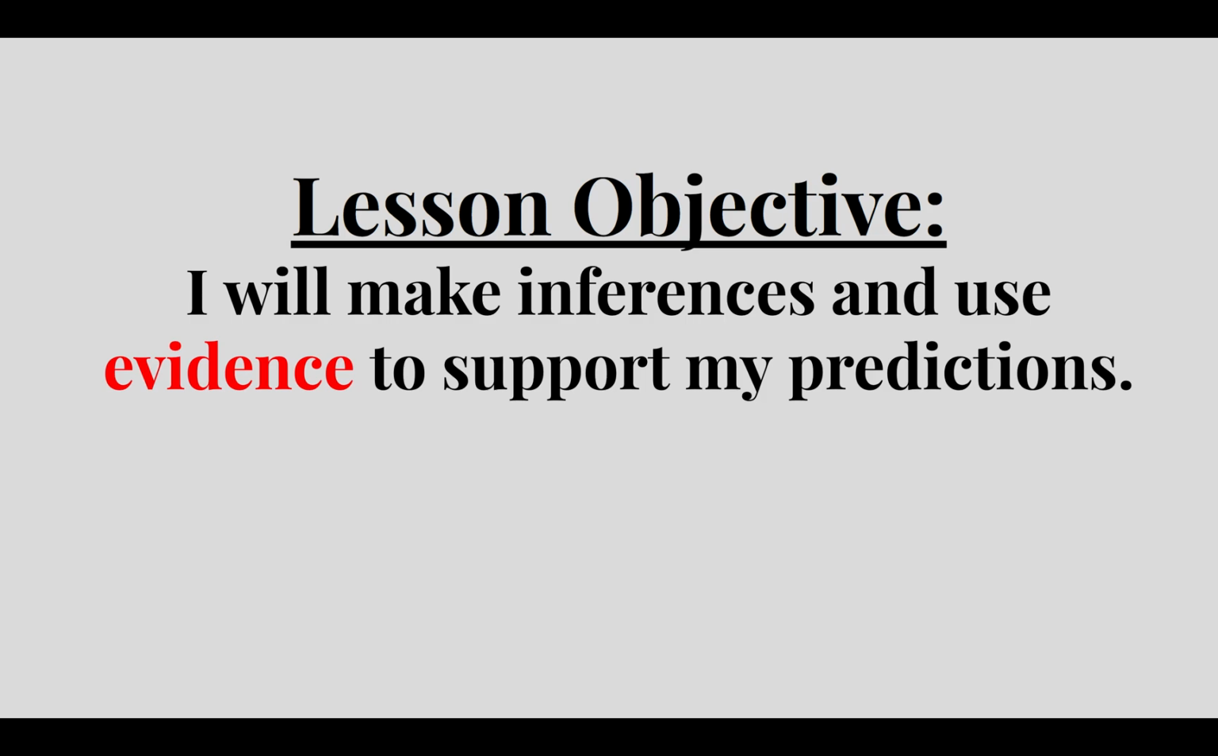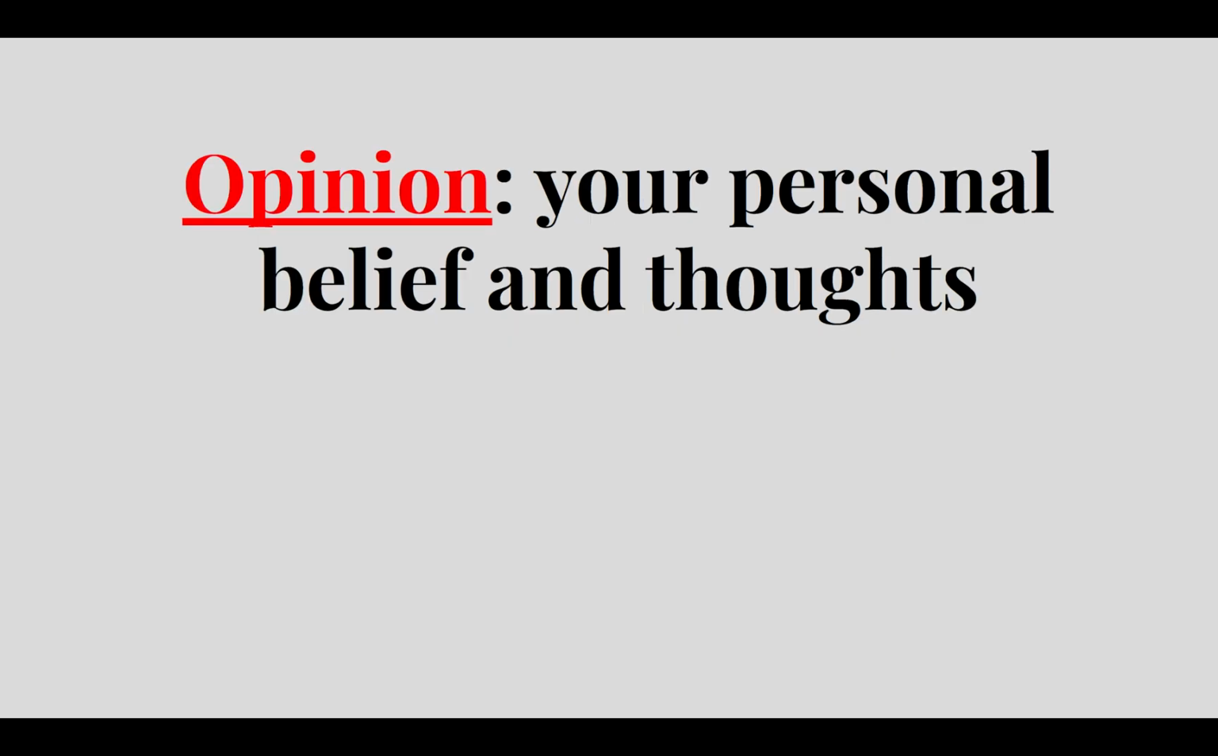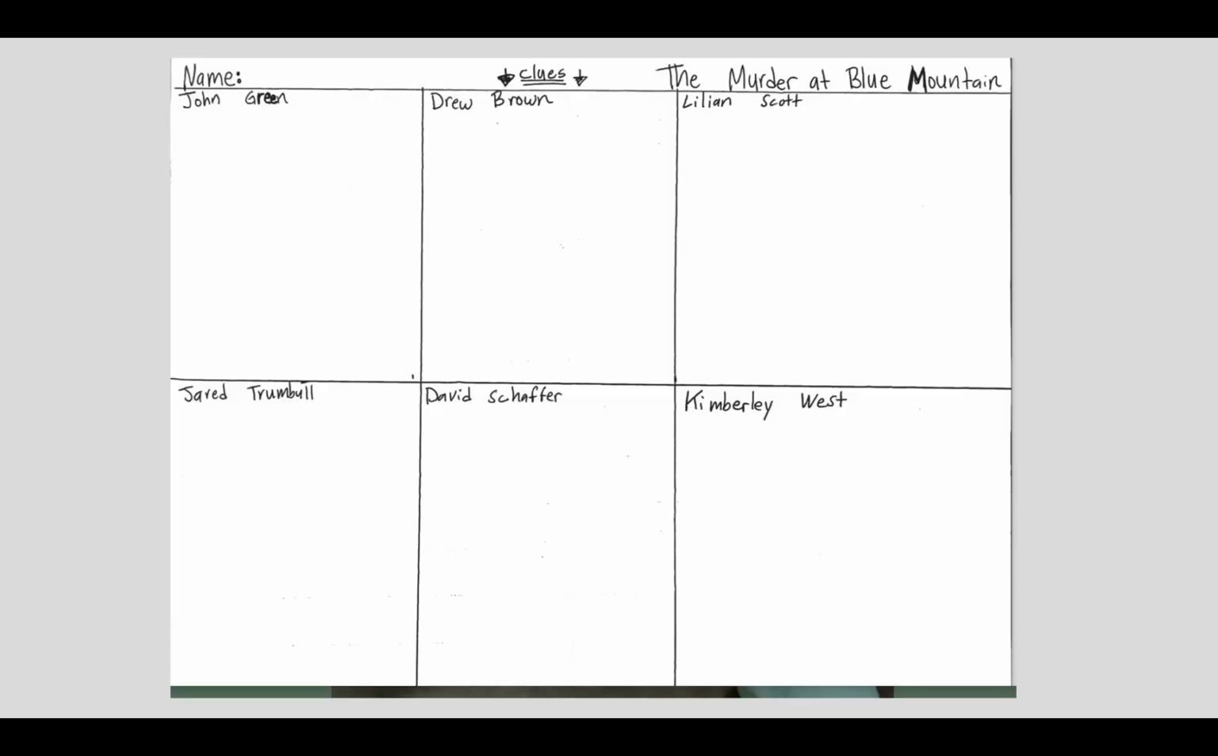At the end of the lesson, you're going to solve the murder at Blue Mountain Lodge. You're going to be looking at evidence, the clues, the proof, to come up with your personal thoughts on who killed the character of Miss Peabody. You're going to fill out the notes in Seesaw with me.